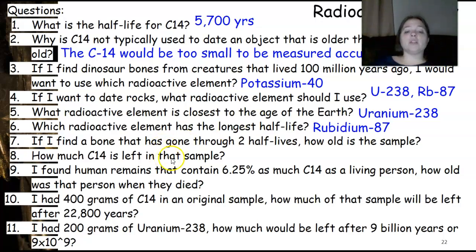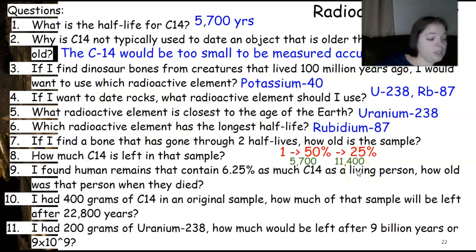If I find a bone that has gone through 2 half-lives, how old is that sample? Now, how do I figure that out? First off, I'm going to put down 100. I'm going to put an arrow and go to 50. I put another arrow that goes to 25. So those arrows signify half-life. So you're going to draw in 2 arrows: 100, 50, 25. Pretty easy. So how old is it? Well, 1 arrow is 5,700. 2 arrows is 11,400.